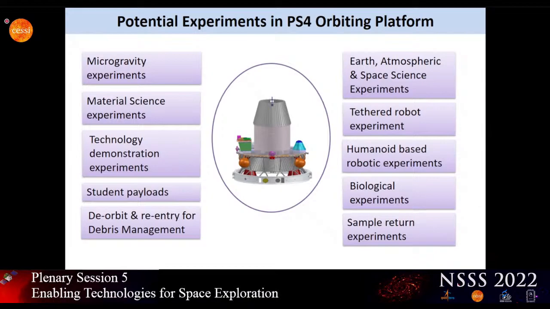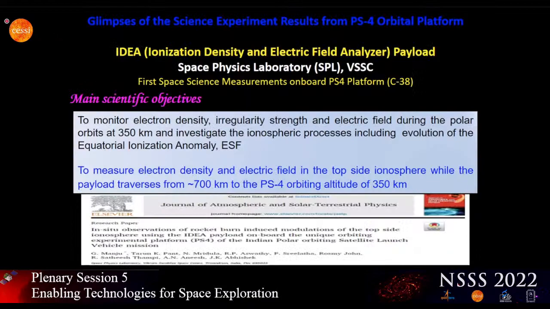So far, on the right side, the tethered robot, humanoid, biological or sample return experiments are not carried out, but based on the user community's requirement, in principle, it can be done because the capability exists. It's only a question of the fuel that is to be carried extra and the features to be added, but the capabilities exist. So in principle, PS4 orbiting platform is an ideal platform, first of its kind, which can be used for science experiments. Now let us go to some of the science experiments and the results that were obtained from PS4 so far, and also some of the experiments that are being planned for the future.